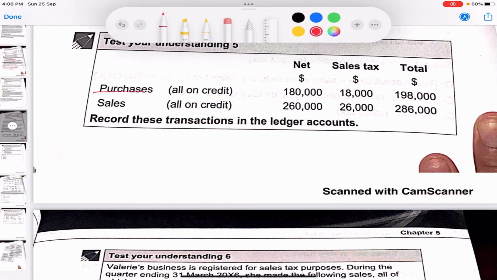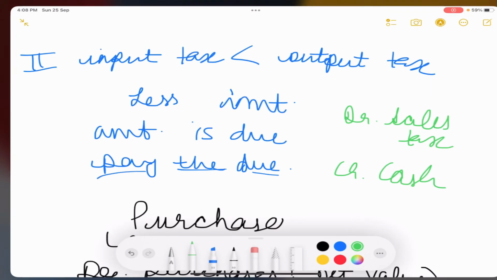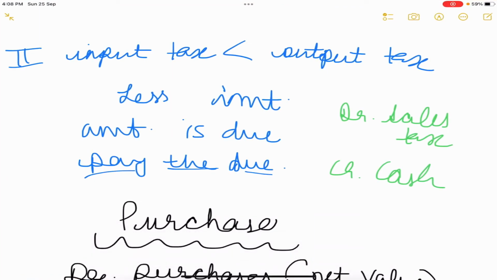So what are the ledger accounts? You make a purchase account, you make a sales account, right? And obviously because it is on credit, you also have to make a receivables account and a payables account. For purchases, you have to make a payables account. For sales, you have to make a receivables account. Very easy. So let us make all the books first and then we can look at the question.